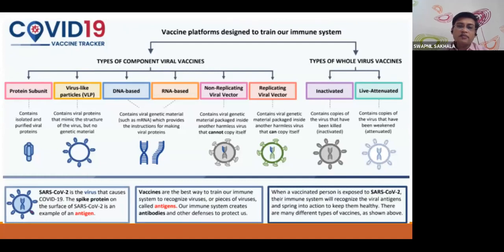Other vaccines are non-replicating viral vectors. Non-replicating means they contain the viral genetic material, but they cannot copy once they are transmitted into our body. A replicating viral vector means the vaccine contains the viral genetic material, but it is harmless and can copy itself. And whole virus vaccines means live attenuated vaccines, and killed vaccines, where the virus is dead, inactivated and killed, and is used to produce the antibodies. So this is the basic structure from which all the vaccines derive.